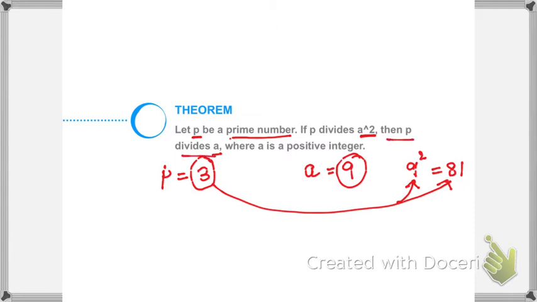If p divides 9 square, then definitely p will also divide 9. This is what this theorem explains, where a is some positive integer, and of course we have considered a as a positive integer only. Now moving to the questions part.